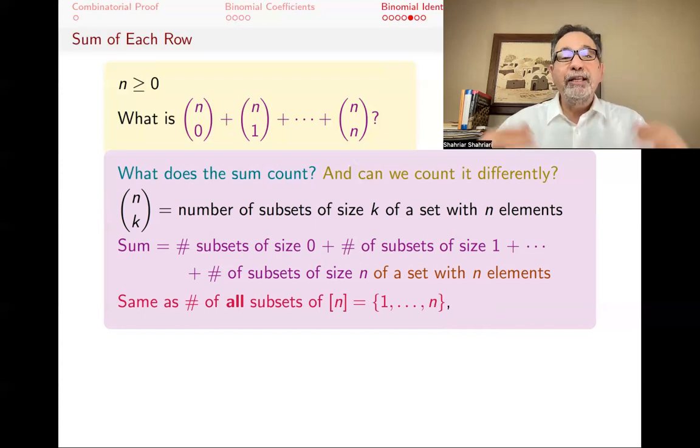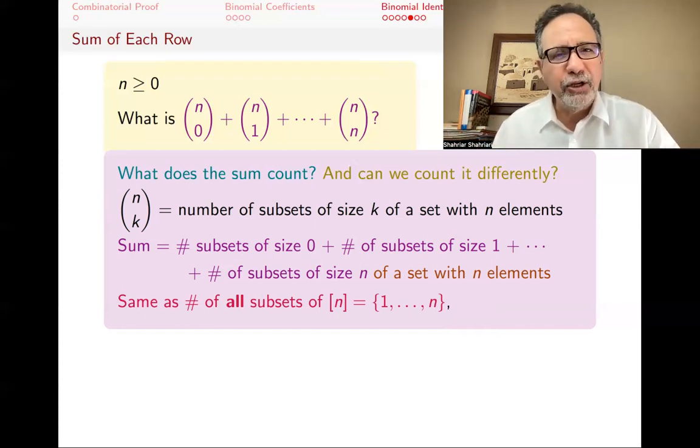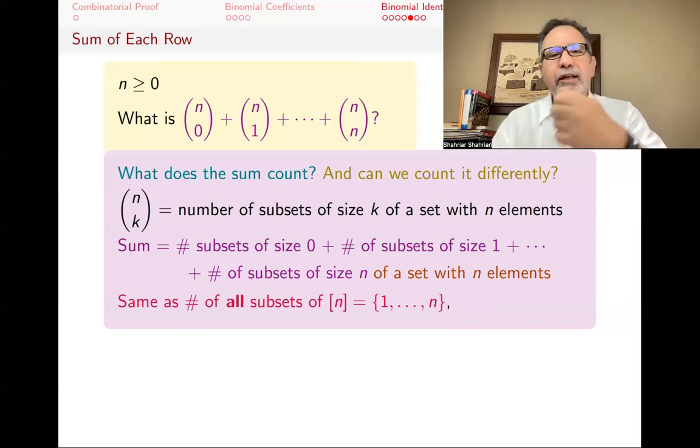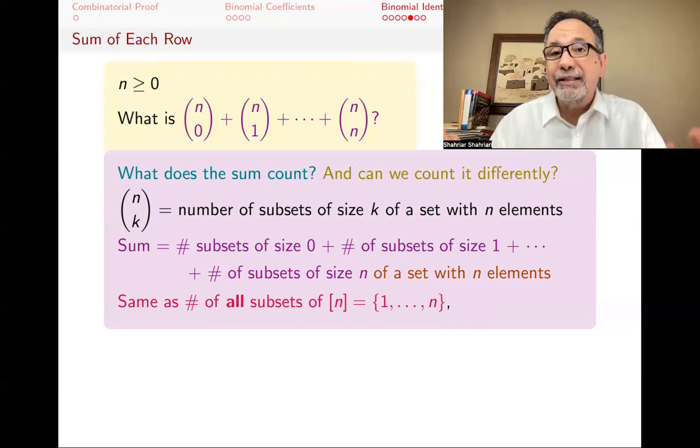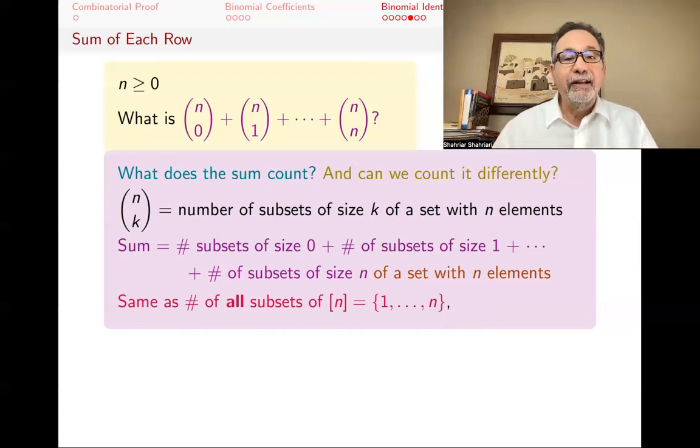Instead of saying how many subsets does a set with n elements have, I'm saying, well, how many subsets of size 0 it has, how many subsets of size 1, size 2, size 3, all the way till size n, and then adding them. Well, that's the same as telling me how many subsets of any size this set with n elements has. And that we know. What is the answer? Well, how many subsets a set with n elements has is 2 to the n.